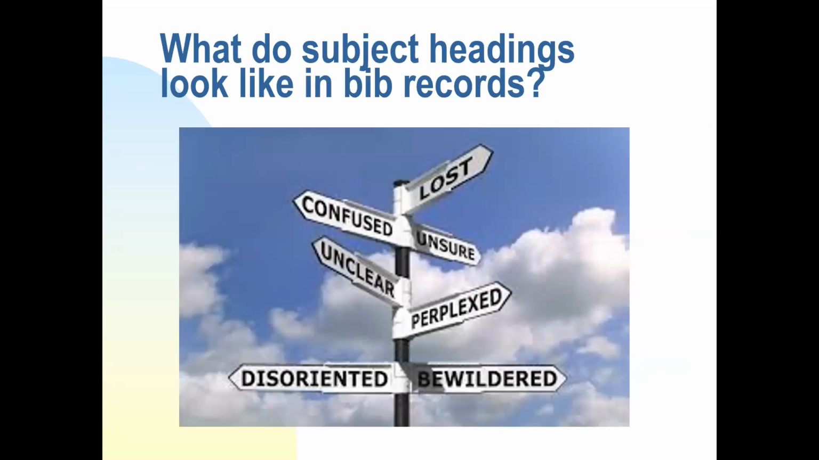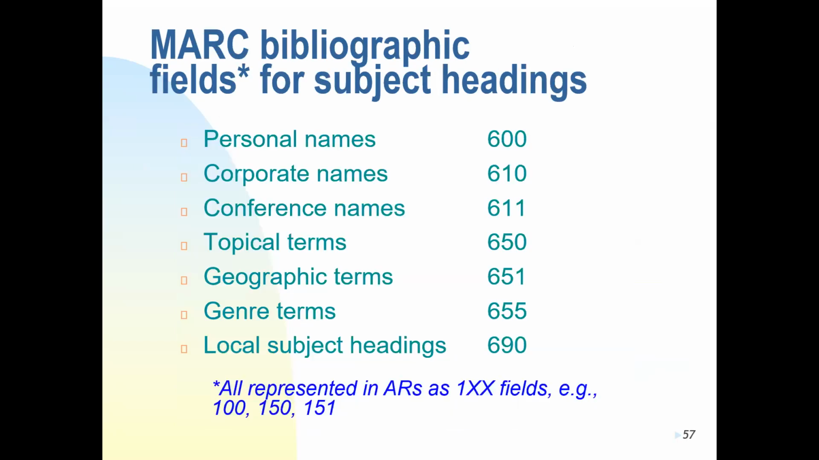Okay, now we'll move on to how they look like in bib records. And I kind of added a little bit of that when we were talking about authority records too. So just remember, when you're looking at the authority record, if it has 150, then that translates to the 650 in the bib record. So that would be a topical term.